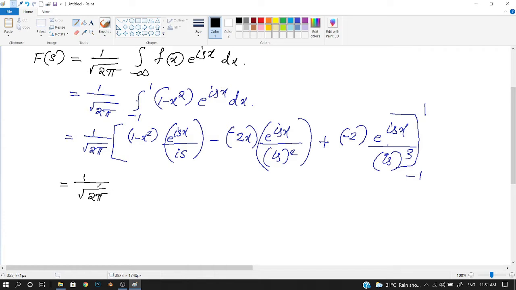When you substitute the upper and lower limits, the first term becomes 0. Okay, so this quantity converges to 0. Now here minus minus becomes plus. Okay, so plus 2x. Then put x equal to 1.